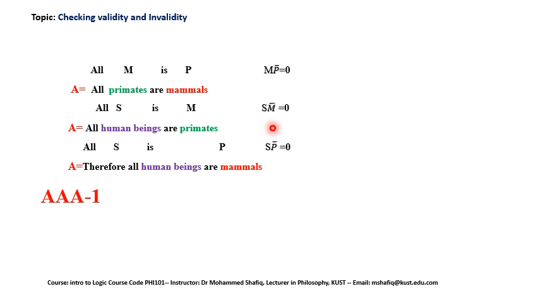So all S is M, SM bar is equal to 0. As in all S is P, SP bar is equal to 0, we put a bar on the second alphabet, so we will again put a bar on the second, SM bar. So all S is P, SP bar is equal to 0. Now this is categorical syllogism that is AAA1. The form is AAA1.